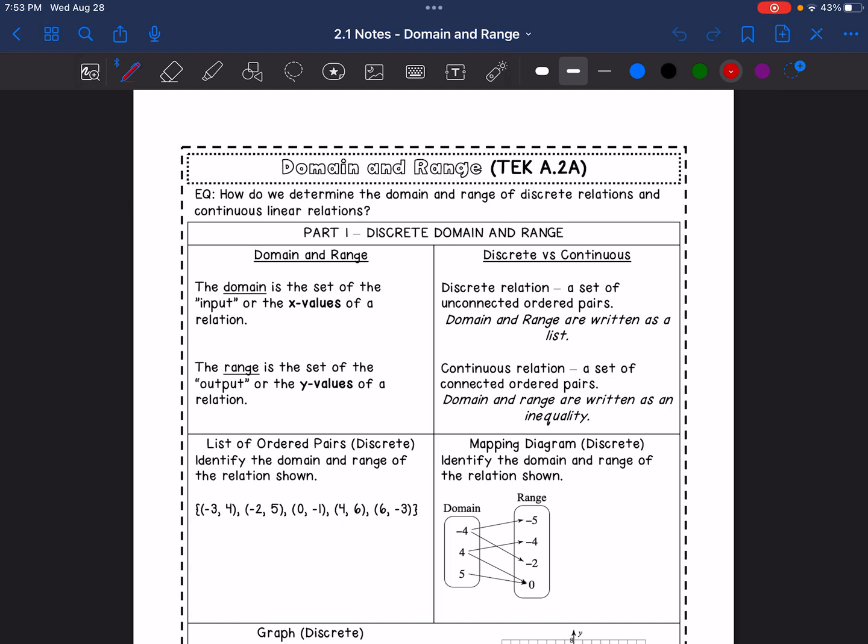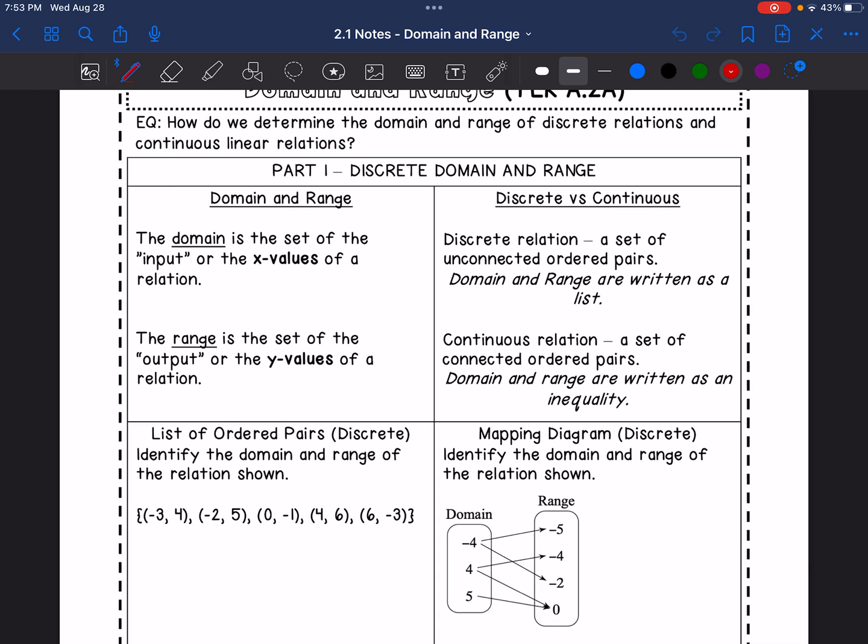All right, for this lesson, we are going to start talking about domain and range. So we're looking at part 1. We are focusing on discrete domain and range. So first, let's talk about what domain and range are.